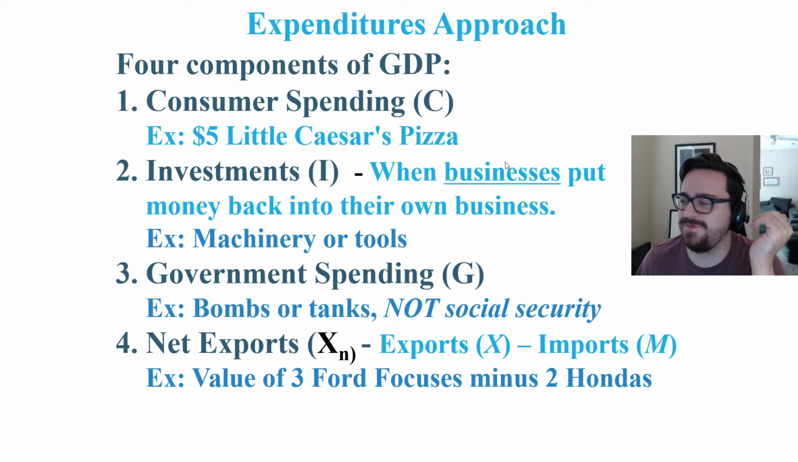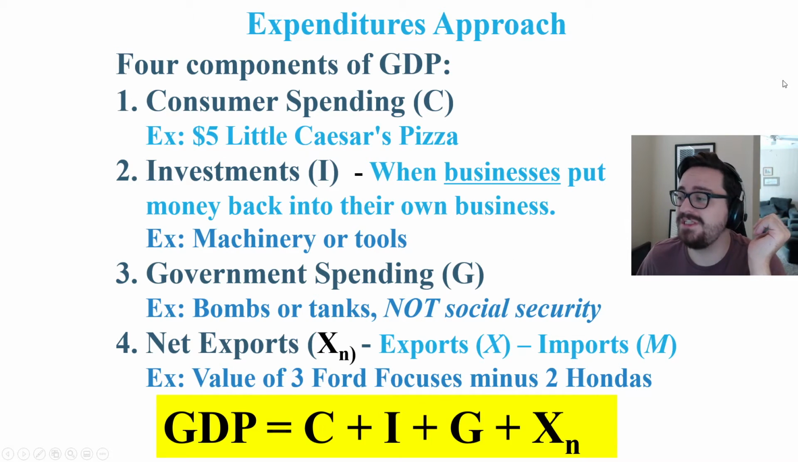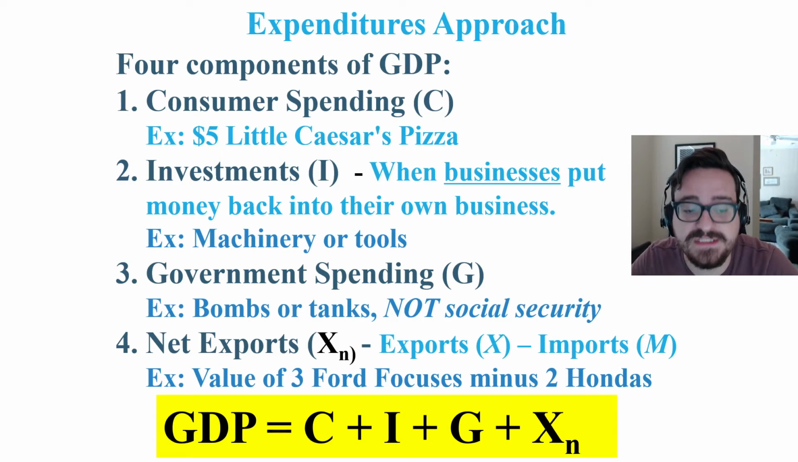So here is the ultimate. Ford Focus minus 2 Hondas. Here is the formula for the expenditures approach. This is the most frequently used formula for GDP, and I just refer to it as Cigixon. C-I-G-X-N. Cigixon. And that's an addition problem. It's just a sum total.